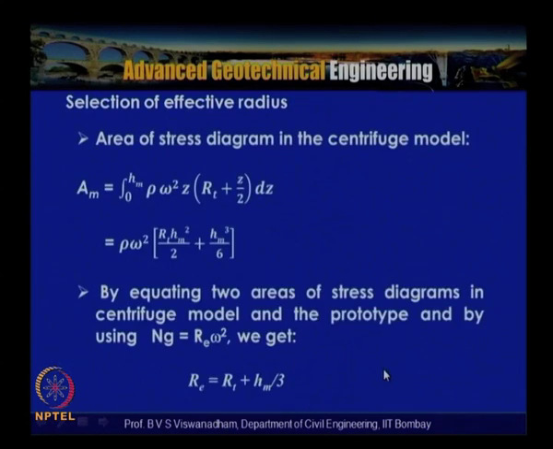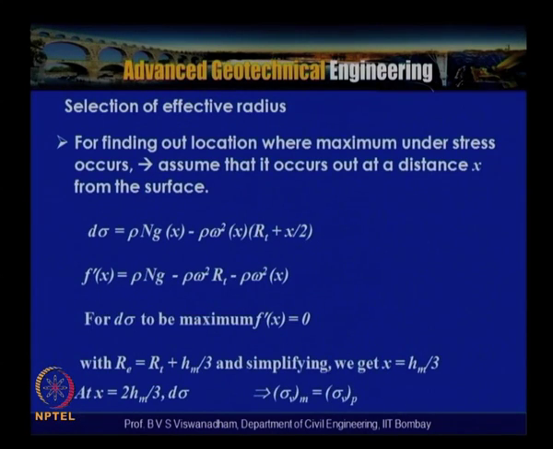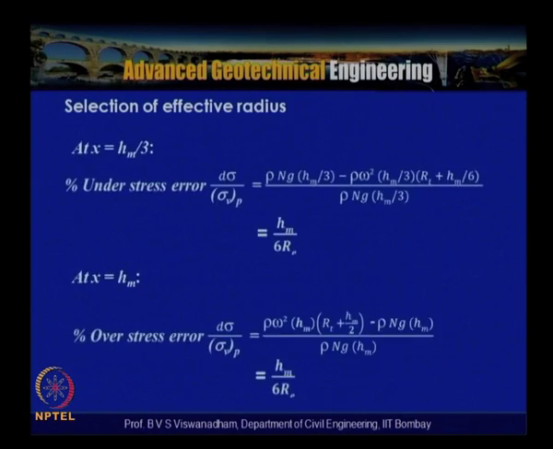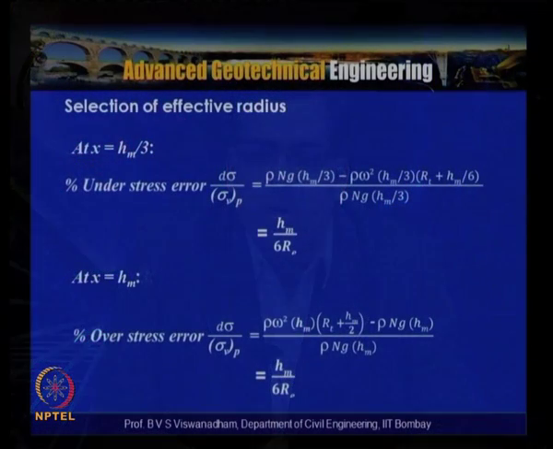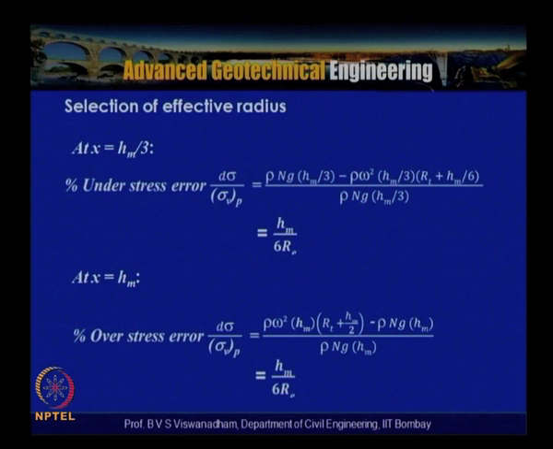Now we can find out the resulting errors after having known the location where under stress is maximum and where the sigma v in model and prototype are equal. At x equal to hm by 3, where the maximum under stress error is possible, it is defined as d sigma by sigma v prototype. Writing the expression with x equal to hm by 3, we have rho hm by 3 into n into g minus rho omega square hm by 3 into Rt plus hm by 6, divided by rho ng into hm by 3. Simplifying and substituting ng equal to Re omega square, we get hm by 6 Re. So the percentage under stress error is hm by 6 Re.